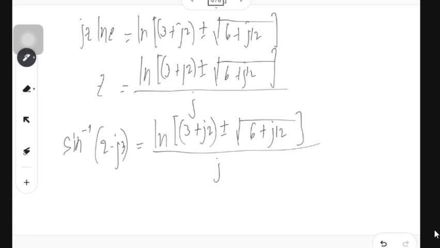Okay? Na-discuss ko na kung paano kukunin ang square root, kung paano kukunin ang natural logarithm, tapos divide mo ng j. So, you have two answers for the arc sine. As a sort of practice, no? Na-discuss ko na naman yan. Try to continue, and give me the answer next meeting.